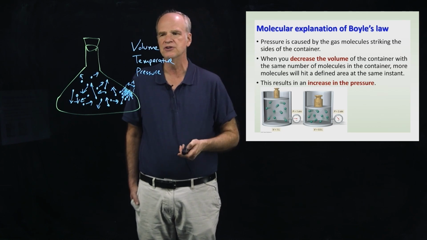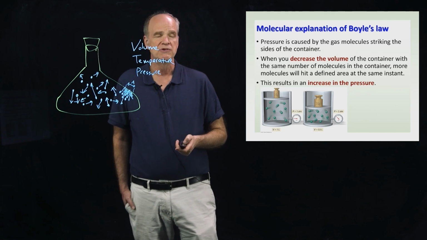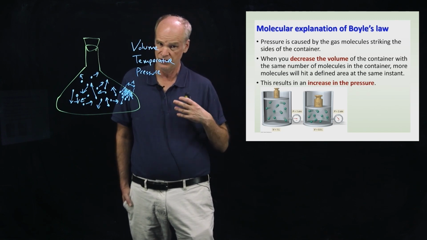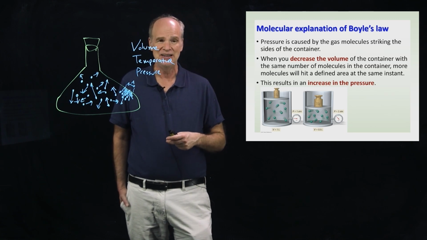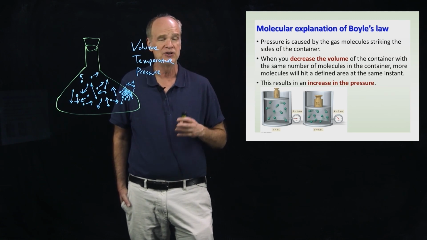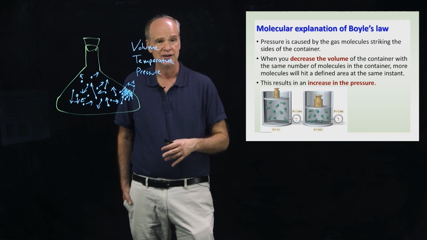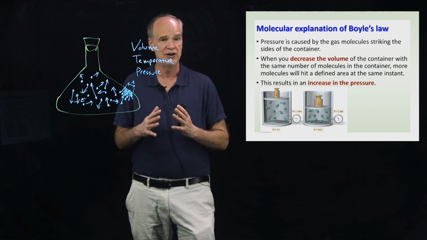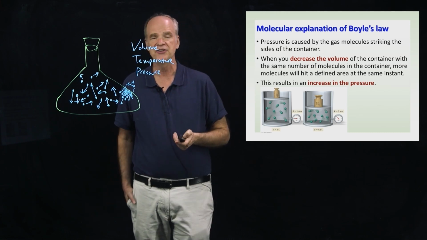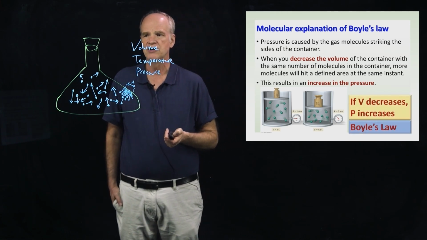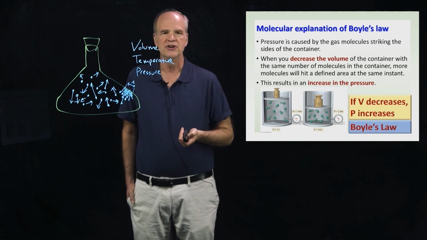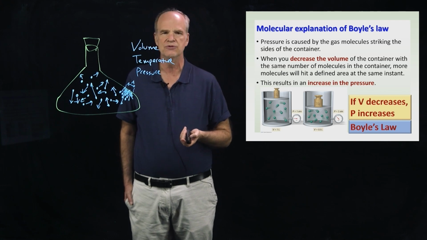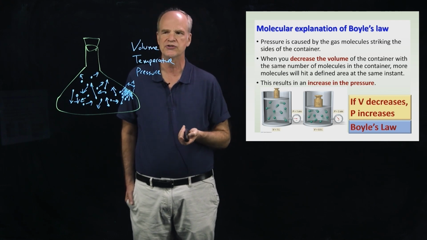So why does the pressure increase? Well, it's pretty simple. When we reduce the volume, we still have the same number of molecules in there. The number of moles of the gas remains constant. But now they're striking over a reduced area. If the same number of molecules are forced to strike over a reduced area, that's going to increase the pressure. That's why the pressure goes up. So I'm expressing the key qualitative relationship with a gas: if volume decreases, then the pressure will increase. And this is called Boyle's law.